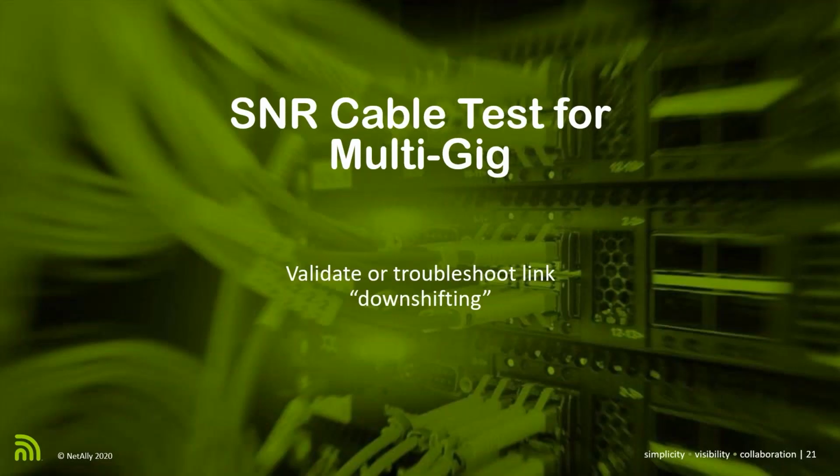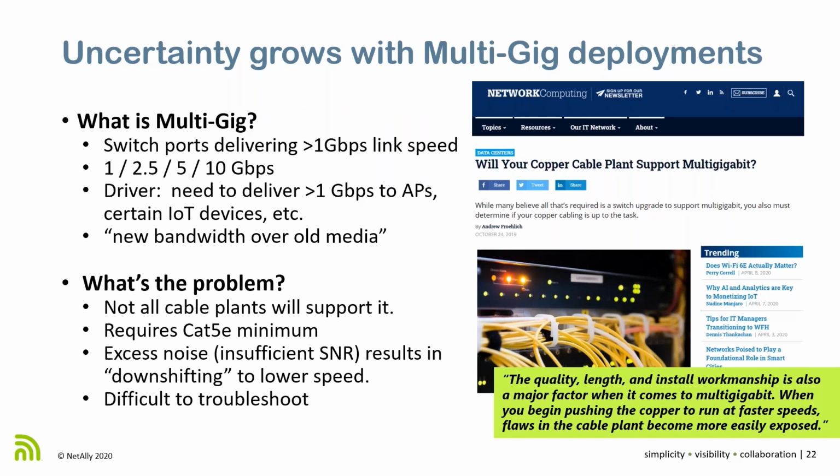And then the last big capability that we've added in this release is SNR cable test for multi-gig. So we know a lot about multi-gig being deployed to help support higher bandwidth to our access points. So delivering better than 1 gig link speed to those APs, or perhaps it's for certain IoT devices or other machines that require higher bandwidth than 1 gig. So this is what multi-gig is for, to deliver 2.5, 5, and even up to 10 gigabits per second. Essentially a way of delivering new or more bandwidth over old media.